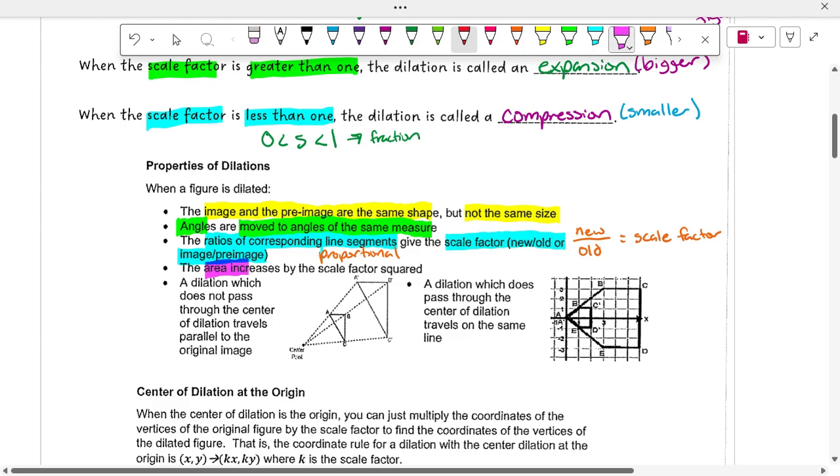The area of that figure will increase by that scale factor squared. Why do you think it's the scale factor squared? Think about area. Why do you think it's scale factor squared? Why would it not? Well, kind of. What is area? That's a rectangle. But what is area?